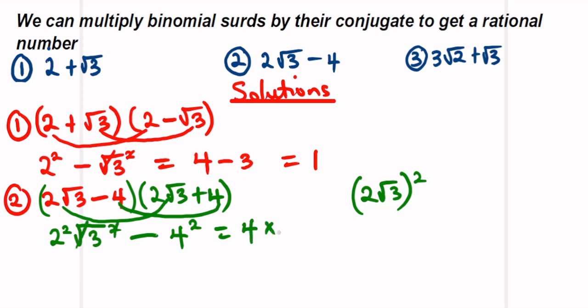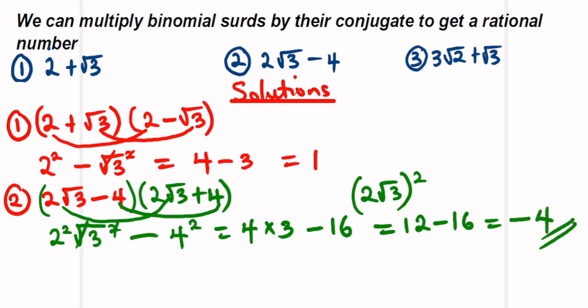Now square root cancels square. We have times 3 there. So it's now 2 square, which is 4. 2 square is 4. Then there should be an invisible times here, so times this 3 remaining. Then we'll have our minus 4 square, which is 16. Now this is equal to 4 times 3, which is 12. Then 12 minus 16 is going to give us minus 4. So this is now a rational number. If you observe, with the conjugate of this surd, we've been able to get a rational number. That's with the product of the conjugate.